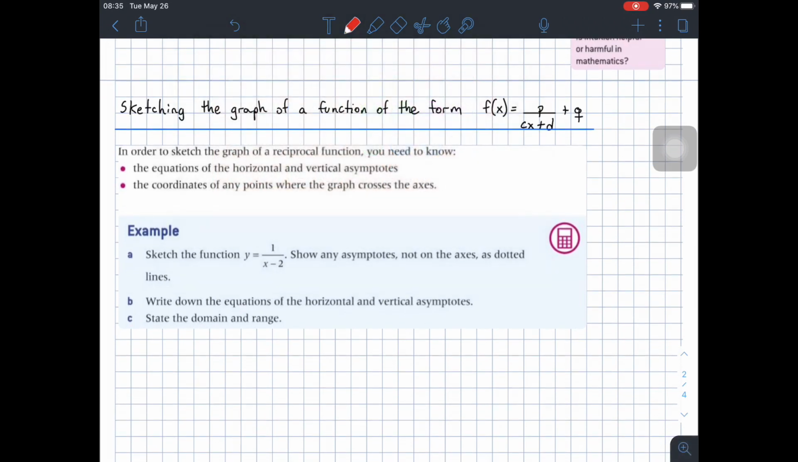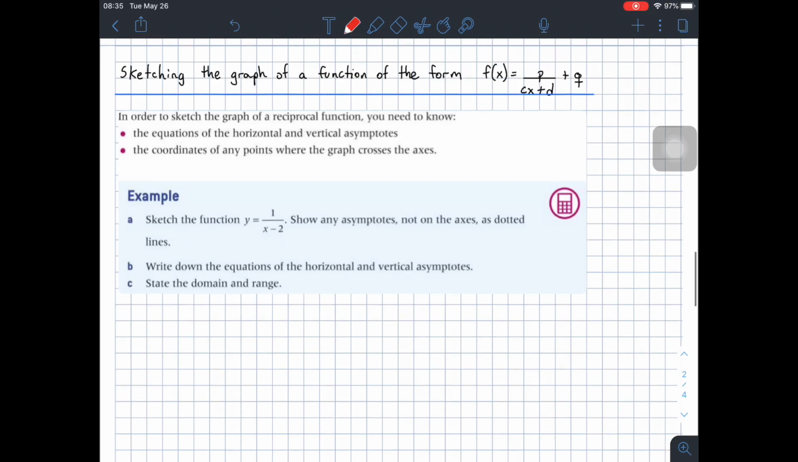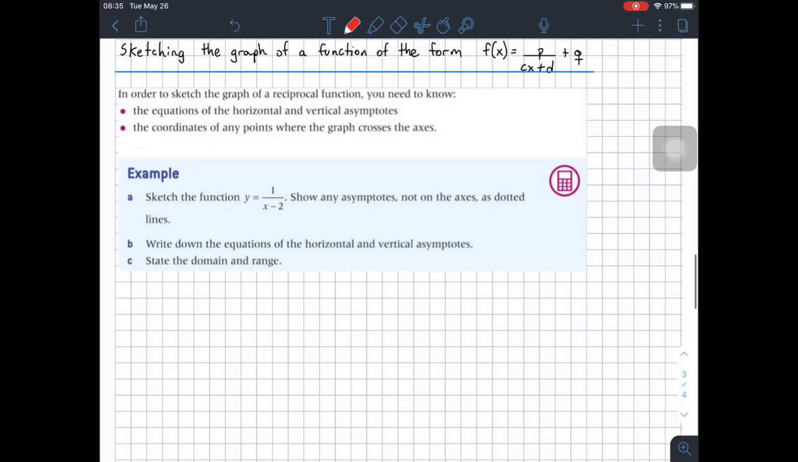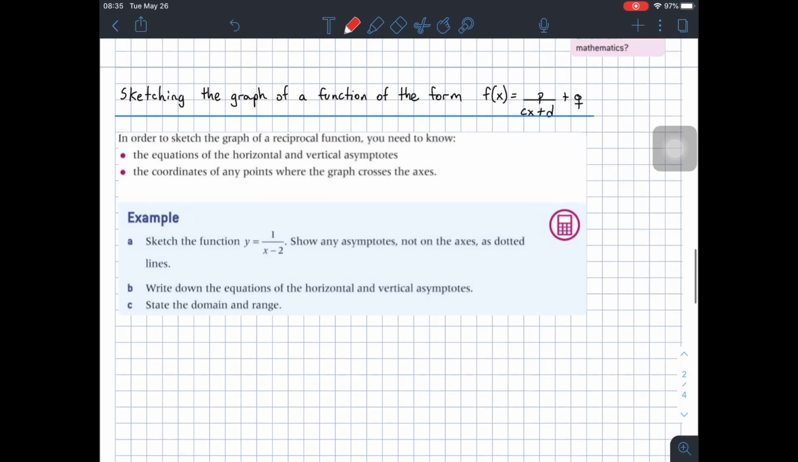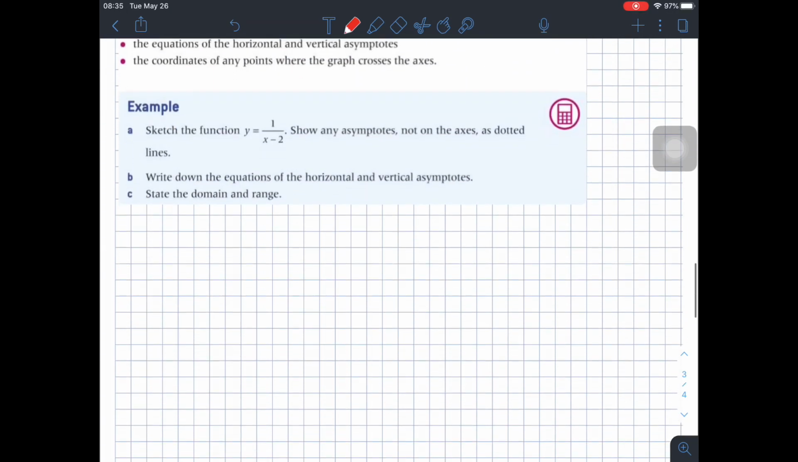Okay, so it says, sketching the graph of a function in the form f of x equals p over cx plus d, plus q. So this is a general rule in order to quickly sketch these types of functions. In order to sketch the graph of a reciprocal function, you need to know two things. First, the equations of the horizontal and vertical asymptotes, which we already know how to find, as we did in the previous investigations. And number two, the coordinates of any points where the graph crosses the axis, which is also what we did in the investigation. So let's see it through this example.